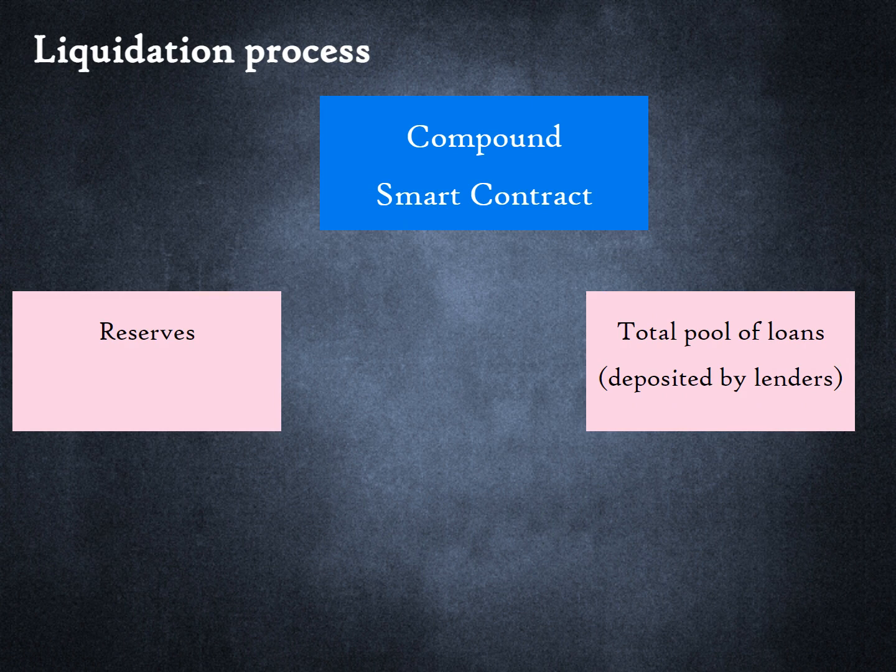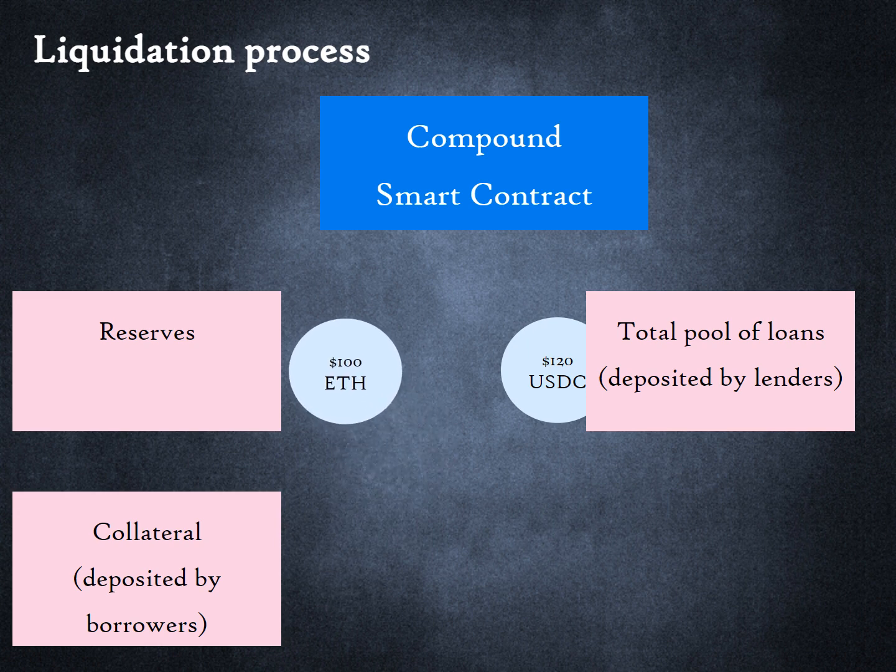On receiving the liquidation transaction from Bob, the Compound protocol returns 120 USDC from its reserves to the lenders. This reduces the reserves of the protocol. It also seizes the collateral of $100. In this scenario, the collateral is denominated in Ether. Note that the reserves are held in the base asset, USDC, hence, Compound will exchange the Ether collateral for USDC via a decentralized exchange prior to selling to a liquidator.